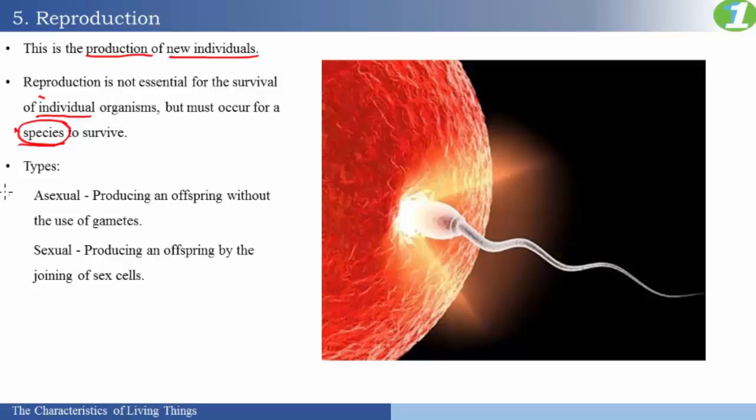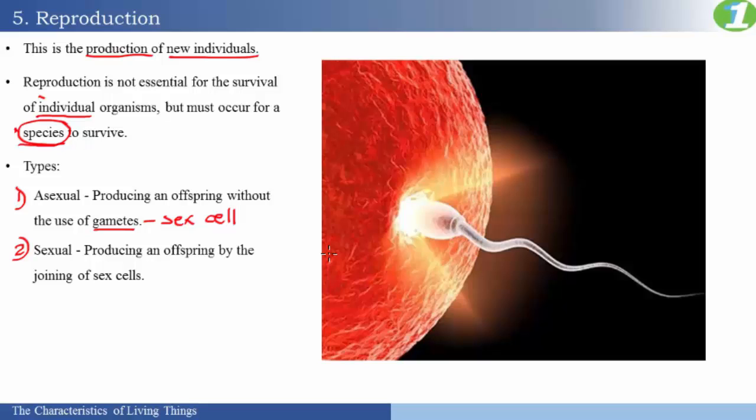Now, there are two types of reproduction. One is called asexual reproduction. The other is called sexual reproduction. Asexual reproduction occurs when an offspring is produced without the use of gametes. Now, gametes are sex cells, for example, the egg and the sperm. But how can an organism reproduce without the egg or the sperm? They may divide, so they may copy their genetic information and split into two organisms.